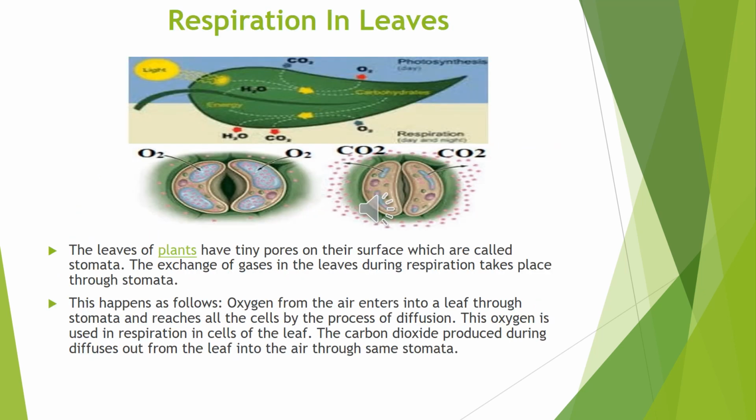The leaves of plants have tiny pores on the surface which are called stomata. The exchange of air gases in the leaves during respiration takes place through stomata. Oxygen from the air enters into the leaf through stomata and reaches all the cells by the process of diffusion. This oxygen is used in respiration in cells of the leaf. The carbon dioxide produced during respiration diffuses out from the leaf into the air through the same stomata.